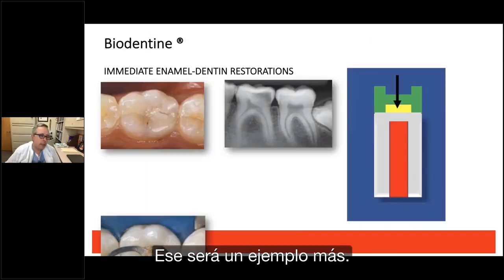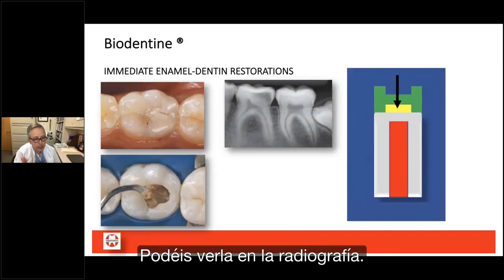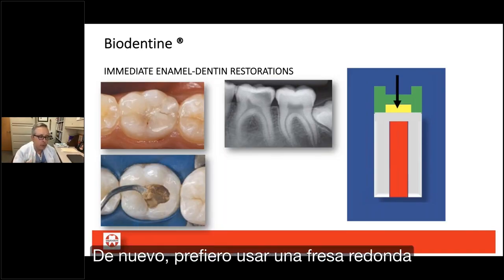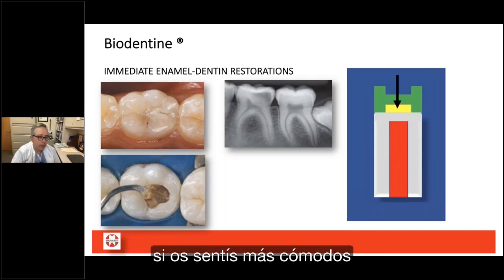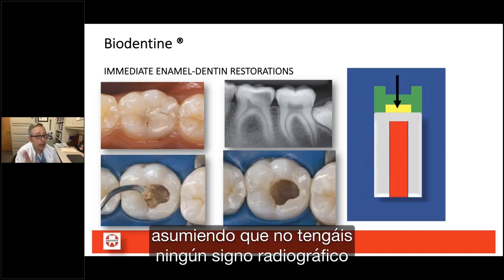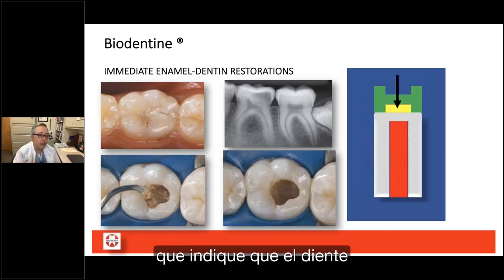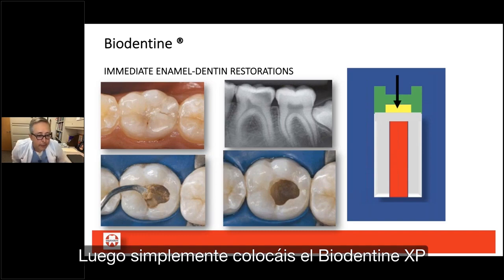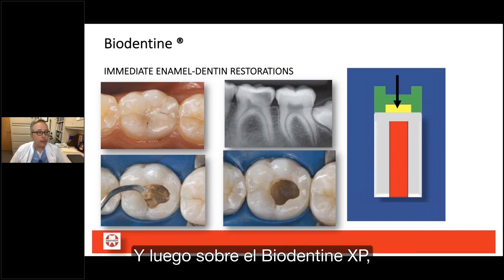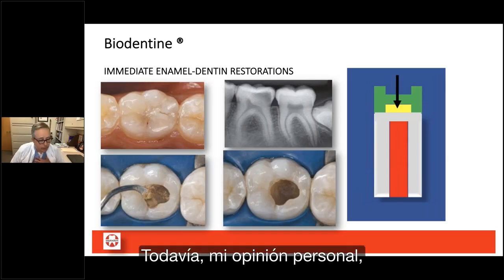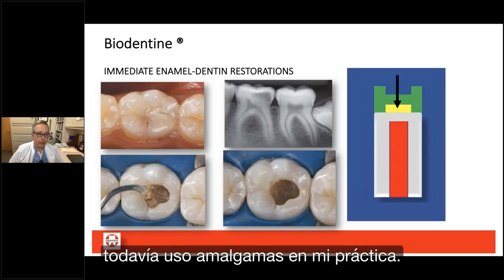That will be one more example. We have a large caries lesion. You can see that on the radiograph. In this example, a hand instrument is used. Again, I prefer to use a round burr, but that's your own preference. If you feel more comfortable using a hand instrument, that's fine. And then we leave some, assuming that you don't have any radiographic sign that indicates that the tooth is having irreversible pulpitis or necrosis, and that's the case here. Then you just place your Biodentine XP as the bulk material, and over the Biodentine XP, you can go ahead and place an amalgam. My personal opinion: I'm still using amalgams in my practice.